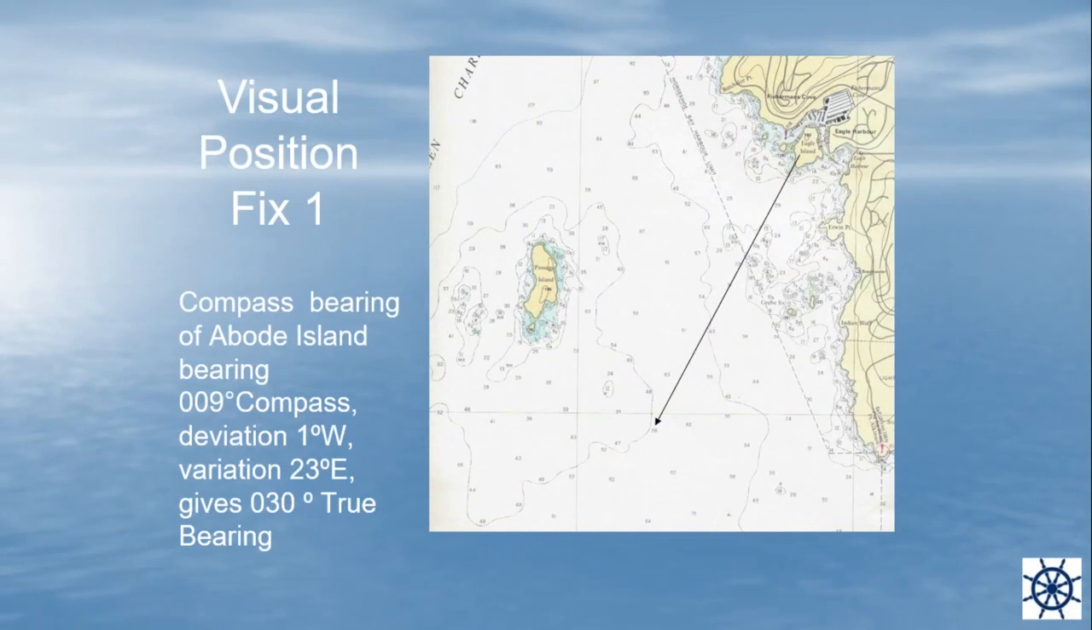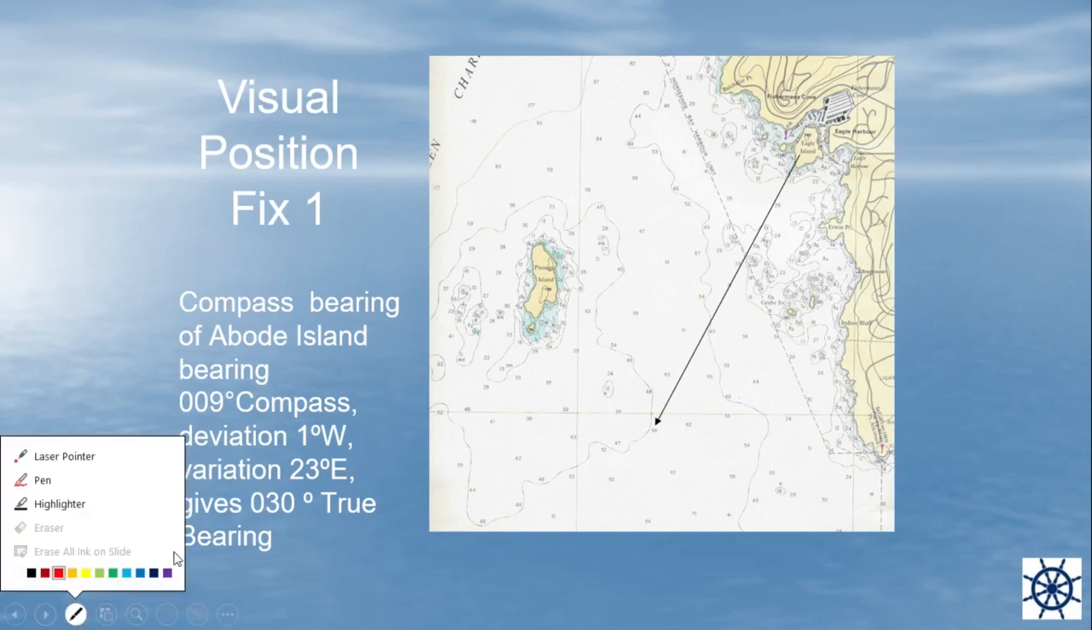How to use your magnetic compass bearing of a body, an island bearing 009. You sighted on your compass magnetic 009. Then you have to apply your deviation and variation, that gives you a true bearing. Just remember the rule, Cadmus West, twice.